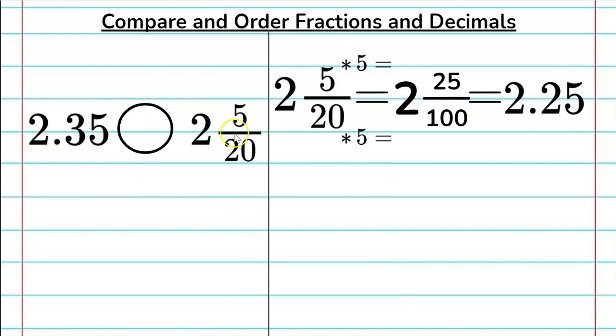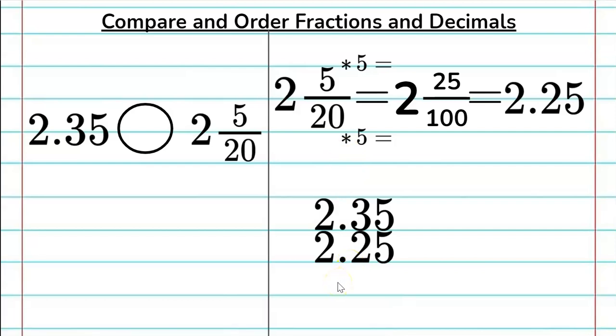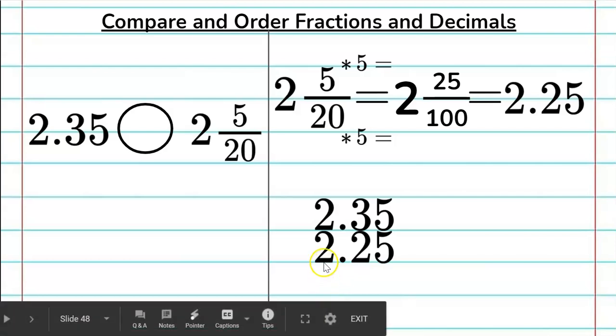So now, because I'm comparing these, I'm going to go ahead and take that 2 35/100 and write it on my work side, and I'm going to use the 2 25/100 that is equivalent to 2 5/20 and write it right underneath, lining up my decimal points. Once I have them lined up, I go place by place to compare. So when I look at my ones place, I can see that they are the same.